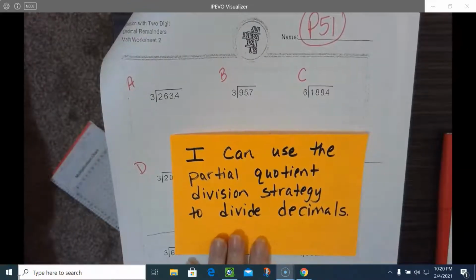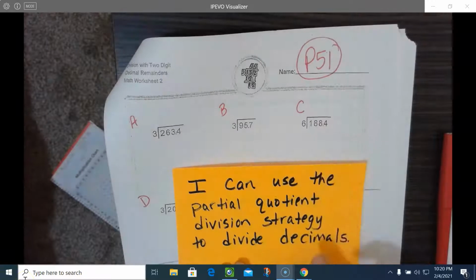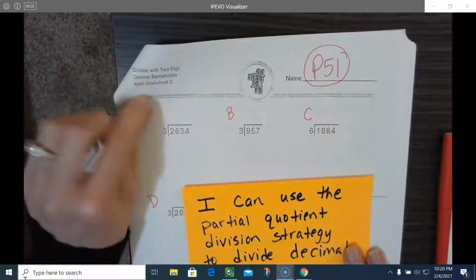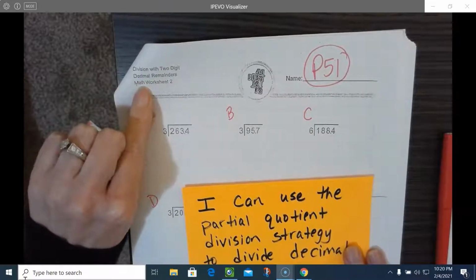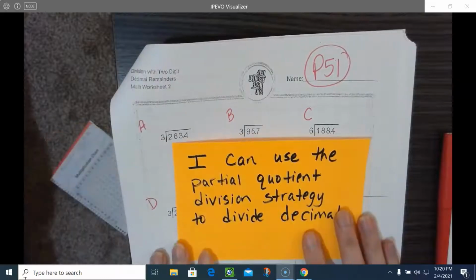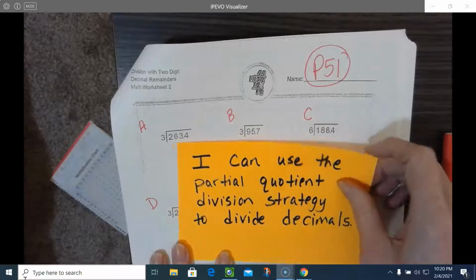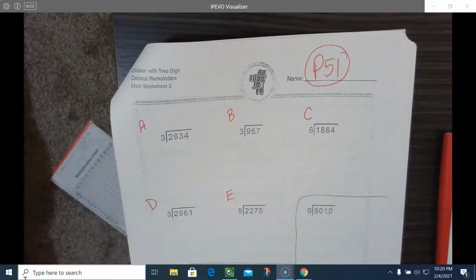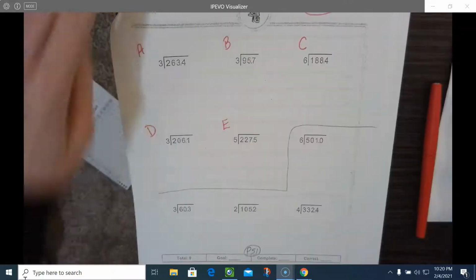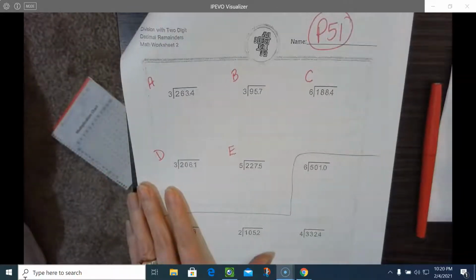All right, to our I can statement. We are on page 51. We are on day 2 of looking at division, and we are using that partial quotient strategy. So day 2, we're going to do a few problems on this page, and then a few problems we are going to just not do. So it's very important that you follow along.